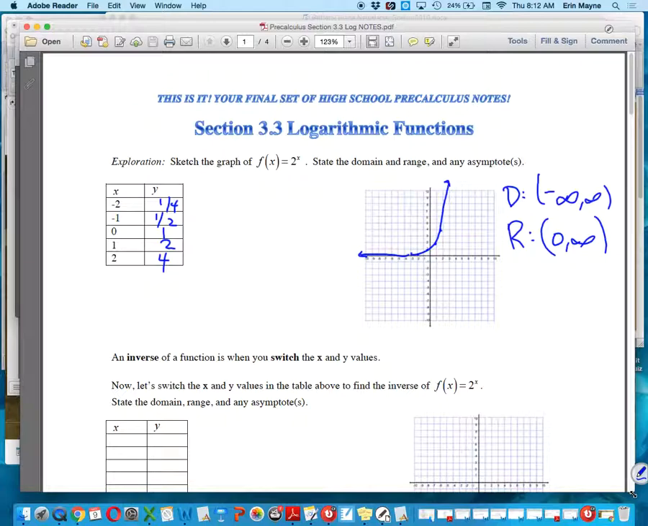The asymptote is a result of the range. Why is it not, as an original base function, why is it never going to be lower than 0? There is no power that I can raise 2 to that will cause a negative number. That's why my range is from 0 to infinity. Now, yes, the result is an asymptote. And without any shifts, I have an asymptote where? At 0. So I have a horizontal asymptote at y equals 0.